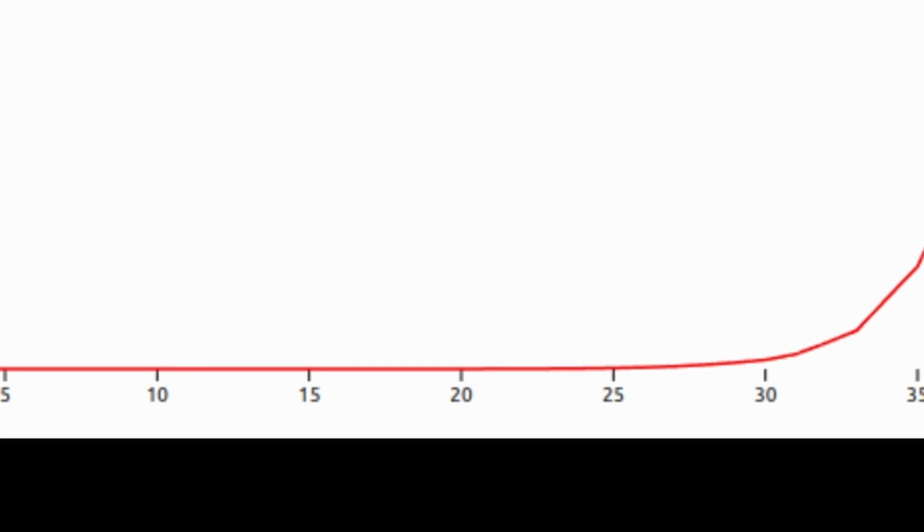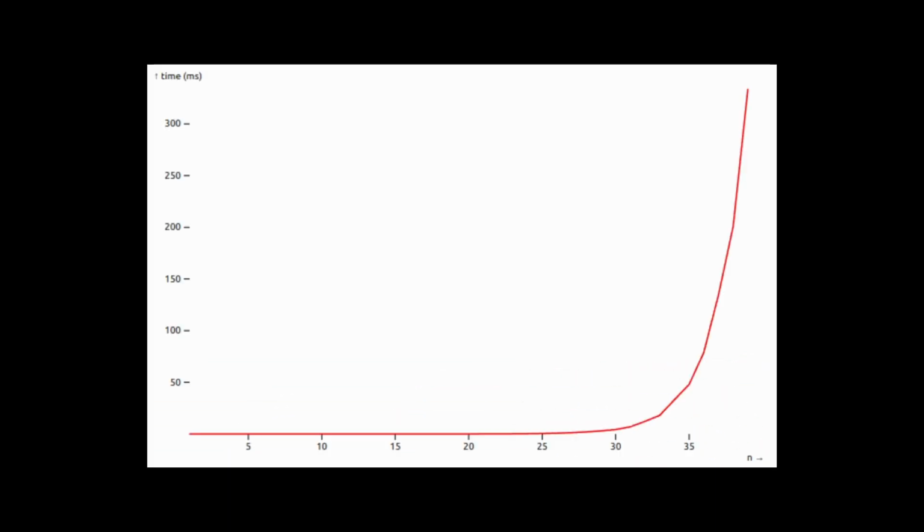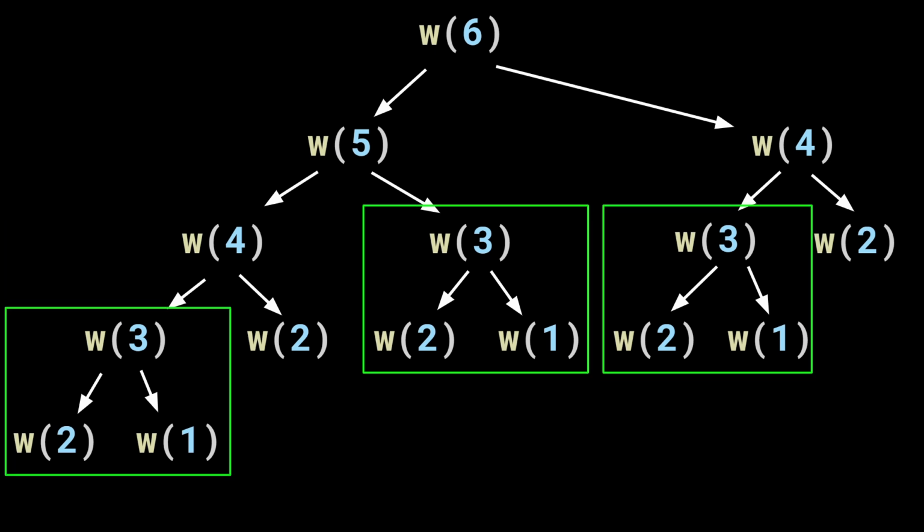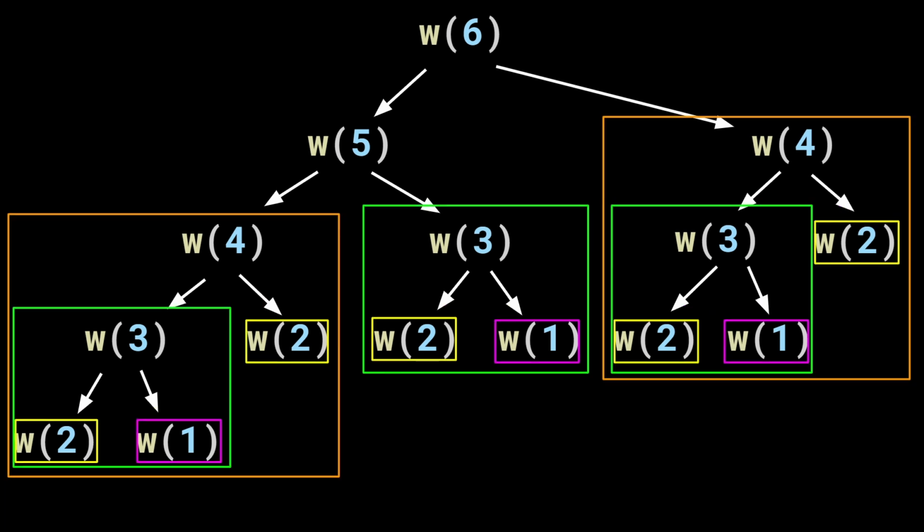This works well until the execution time starts to grow exponentially. This can be explained by looking at the recursion tree. In this example, when we have only 6 stairs, we can see that we have already quite a lot of duplicated work. And that's when dynamic programming comes into play.